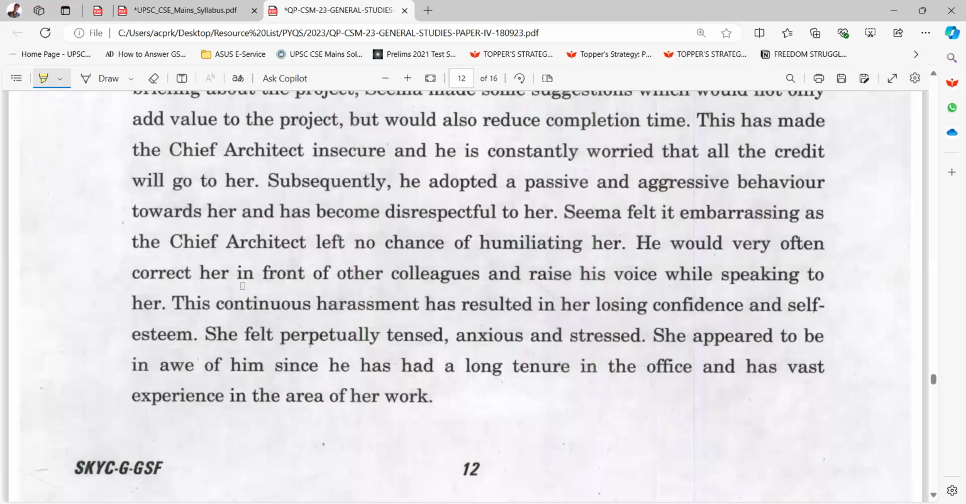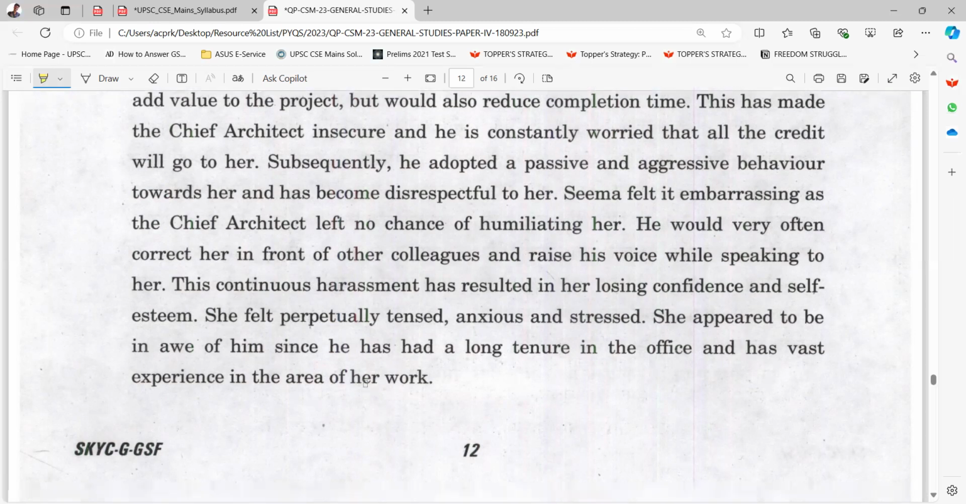He would very often correct her in front of other colleagues and raise his voice while speaking to her. This continuous harassment has resulted in her losing confidence and self-esteem. She felt perpetually tensed, anxious, and stressed. She appeared to be in awe of him since he has had a long tenure in the office and has vast experience in the area of her work.